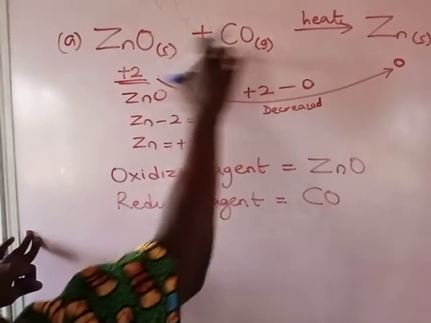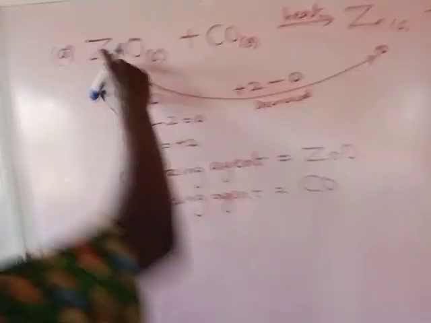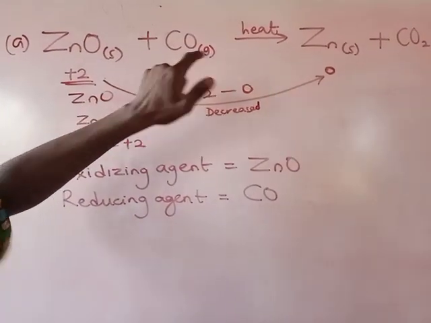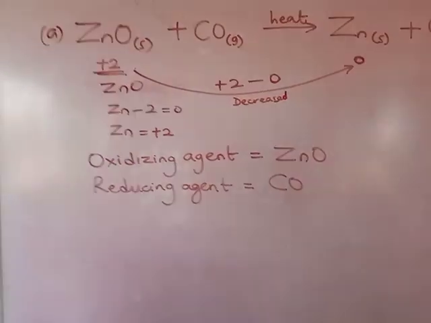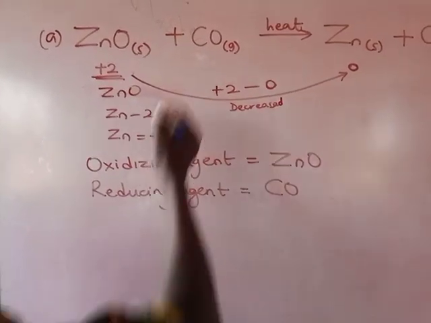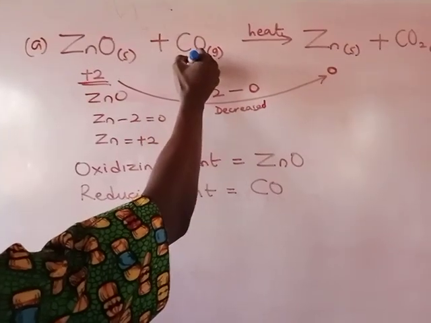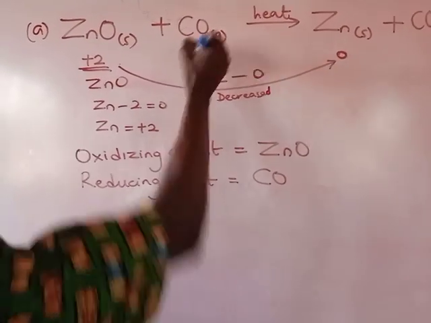I've told you it's only on the reactant side. This is the oxidizing agent because it has been reduced. Then this is the reducing agent because it will have been oxidized. Let's check if it's oxidized. Let's confirm that now. Carbon monoxide is carbon 2 oxide, so that carbon here is +2.